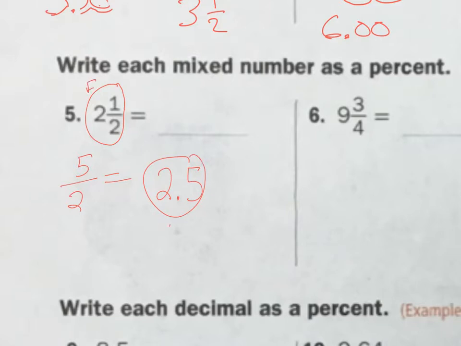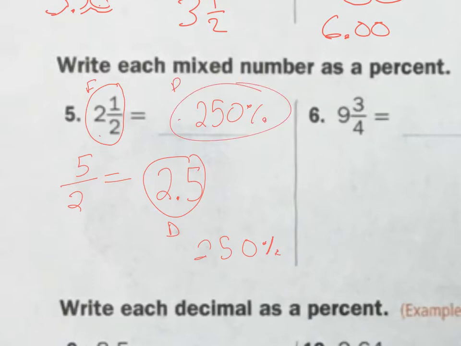So this is my fraction or mixed number. Here's my decimal. And then to be a percent, I have to go over 2.5. I want to get it over here somewhere, so I got to go 1, 2. There you go. And my percent is 250%. Fraction, decimal, fraction, percent, decimal.